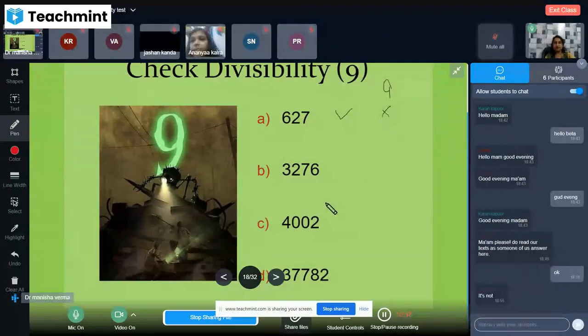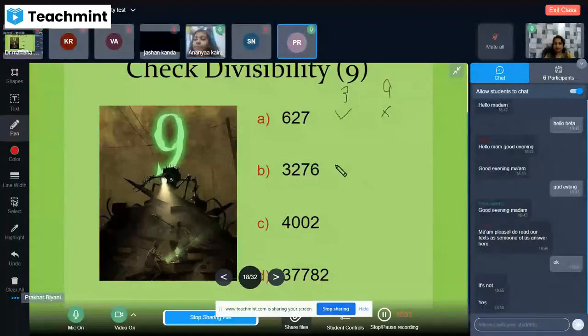Very nice. And what about this digit? 3, 2, 7, 6. What is the sum? 5 plus 7 is 12. 12 plus 6 is 18. Now, is 18 divisible by 3? Yes, ma'am. 3 sixes are 18. Okay. And what about 9? Is 18 divisible by 9? Yes, it is divisible by 9. So that means this number is divisible both by 3 and 9, right?